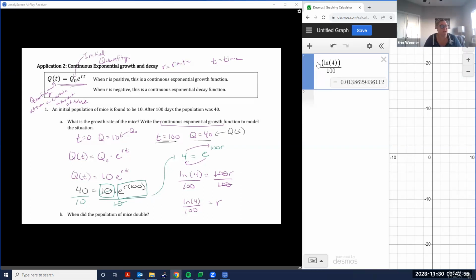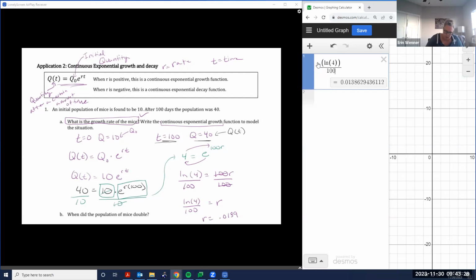And this gives us a value, right? So this tells us that r is equal to 0.013. And I like to take these out 4 decimal places, so you can see that it's 0.01386, and so on. So I'm going to round that to 0.0139. So we have found the growth rate. That was the first question. What was the growth rate? We found that. And now we need to go back and write the initial model.